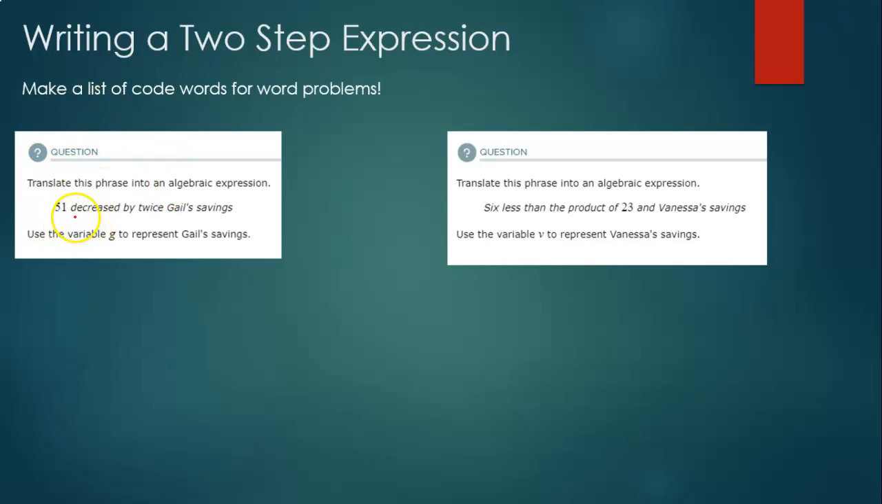All right, 51 decreased by twice. So we've got 2 things we want to add to our code words. So decreased by, you want to add this to your list of code words. Decreased by means to subtract.